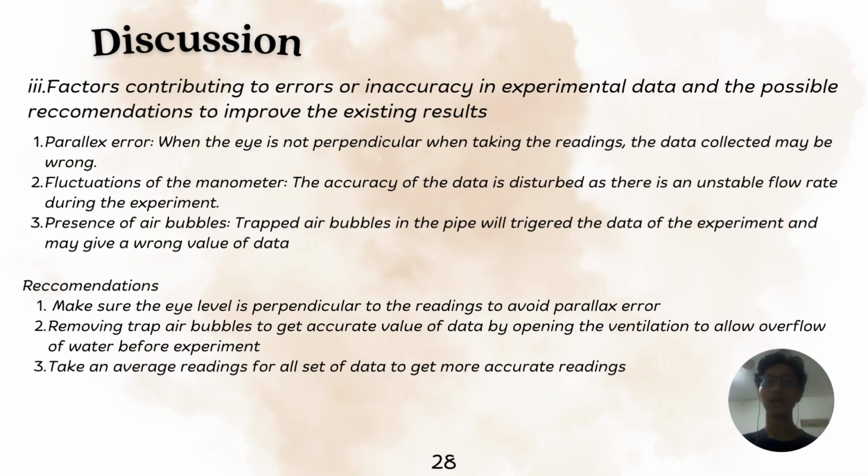The recommendations are to make sure the eye level is perpendicular to the reading to avoid parallax error, and to remove air bubbles to get accurate values of data by opening the ventilation to allow overflow of water before the experiment. Lastly, take an average of readings for all sides of data to get more accurate readings.